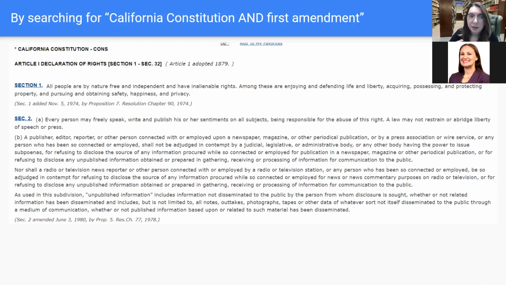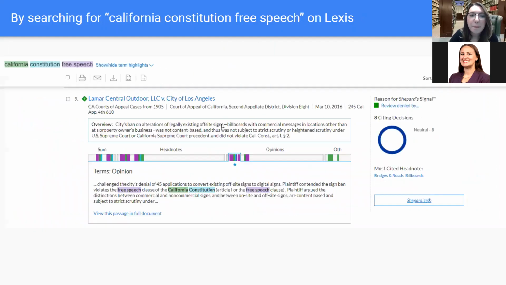And so they often reflect the rights from the Bill of Rights in the Constitution, but are maybe worded differently. So, for example, this is the California Constitution referring to freedom of speech. "Every person may freely speak, write, and publish his or her sentiments on all subjects, being responsible for abuse of this right. A law may not restrain or abridge the liberty of speech or press." That is written in Section 2 of our California Constitution.